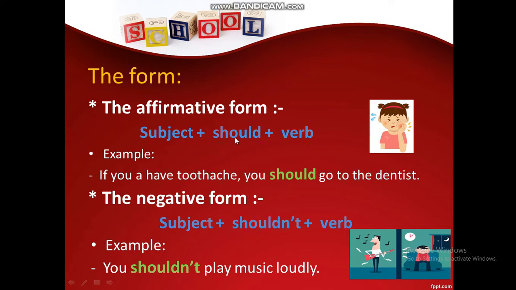For example, for should, I'll say, if you have a toothache, you should go to the dentist. As you can see, this girl has a toothache. So I'm advising her that she should go to the dentist. This is the affirmative form, which is yes, you should do so. I think this is better for her, it's something right to do.